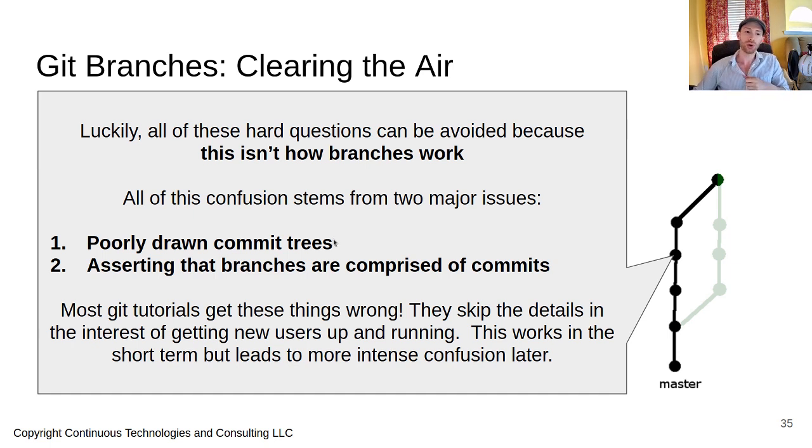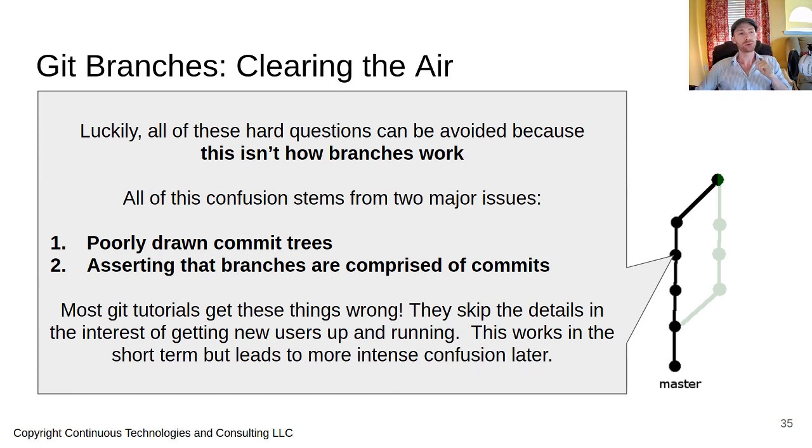So like I said before, most Git tutorials get this wrong. In fact, a lot of them don't even talk about what a branch is fundamentally because they want to skip the more complicated details in the interest of getting people up to speed. A lot of people say, just give me the commands to run so I can do my job. In my opinion, that's a really poor way to go about learning Git because if it doesn't bite you immediately, you are going to run into more intense confusion later, I guarantee it.